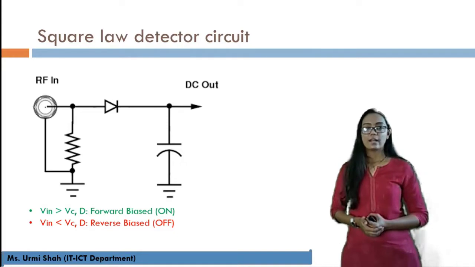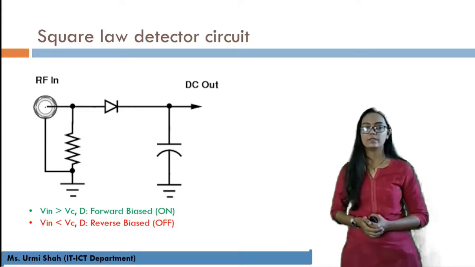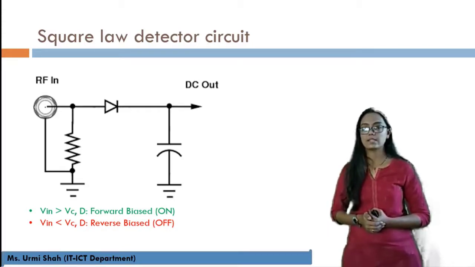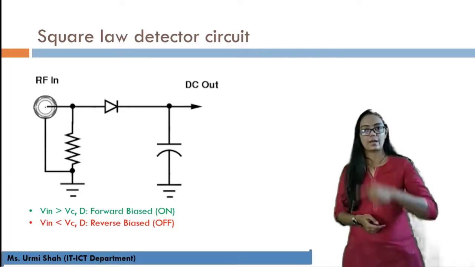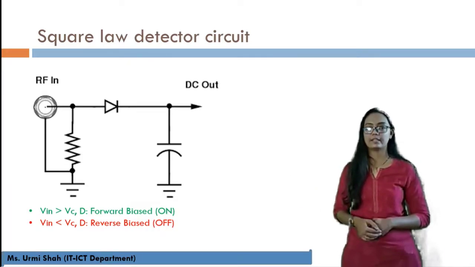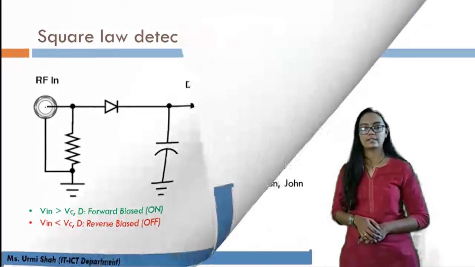Now the next is the square law detector circuit. Using the square law detector also we can have the same working, that is if V is greater than Vc, that is the voltage across the diode is greater than the voltage across the capacitor, at that time the diode will be conducting, in forward bias mode, in the on state. Otherwise if V is less than Vc, that means the diode will be off, in reverse bias condition, and at that time the capacitor will be discharging. So this is the working of the square law detector circuit. This we have seen as an amplitude demodulator circuit.